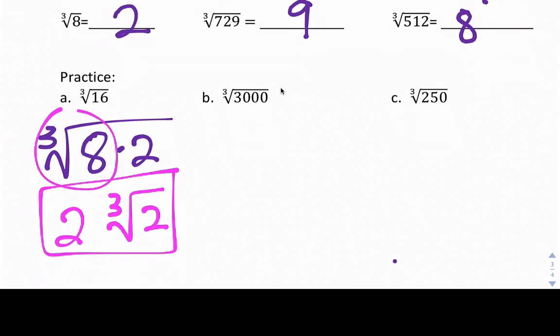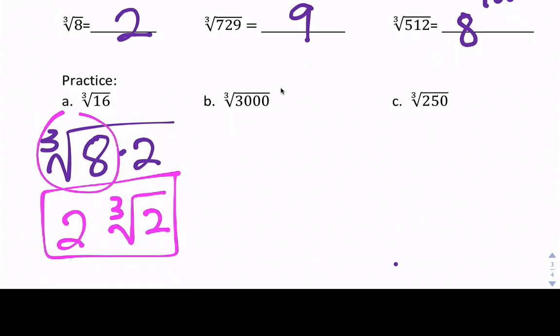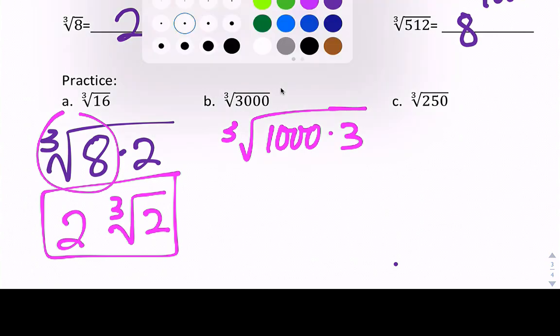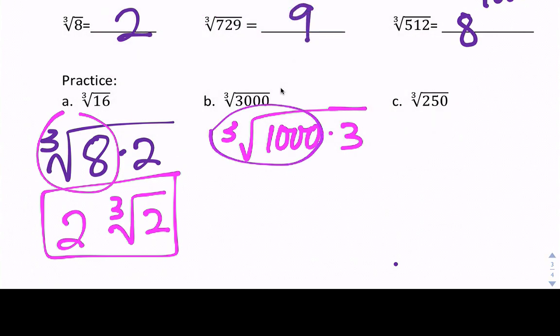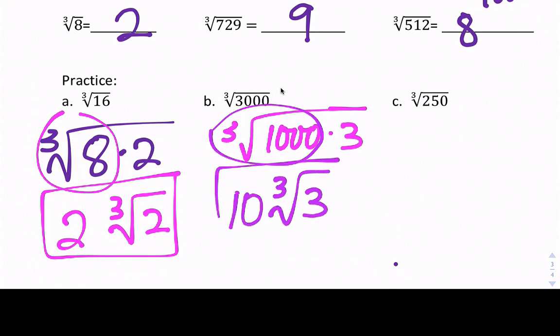What's the biggest cube number you can divide 3,000 by? And that's 1,000. So I can split it apart like this. We got 1,000 times 3. And again, I'm going to circle what I'm going to pull out. The cube root of 1,000 is 10. So we're left with 10 cube root of 3.